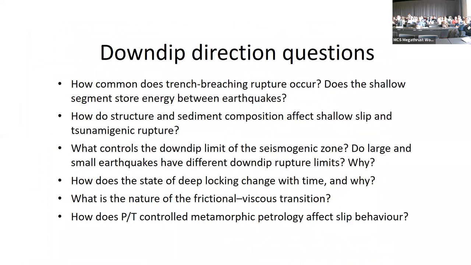Okay, so we have a lot of questions for the down dip direction. I don't know if I should read them, but let's go quickly. How common does the trench breaching rupture occur? Does the shallow segment store energy between earthquakes? How do structure and sediment composition affect shallow slip and tsunamigenic rupture? What controls the down dip limit of the seismogenic zone? And a classical question: how do large and small earthquakes have different down dip rupture limits and why?